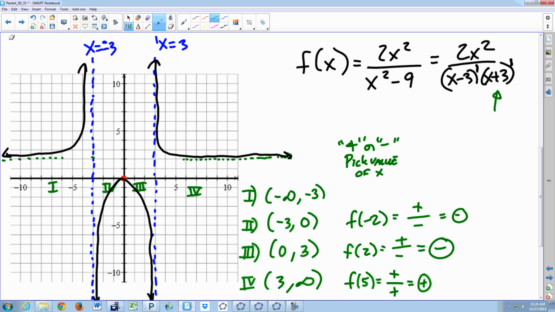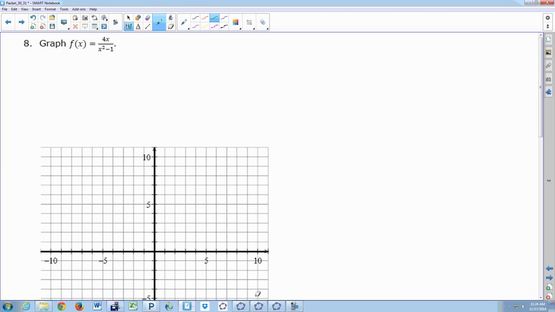I'm going to do one more for you, and then you're going to have the whole rest of the class to practice this on your own. Here's the next one. Find the domain. Okay, so hopefully after the first one, how do I find the domain? And then find the excluded values so I can get my vertical asymptotes. How do I find the domain here, Christopher?